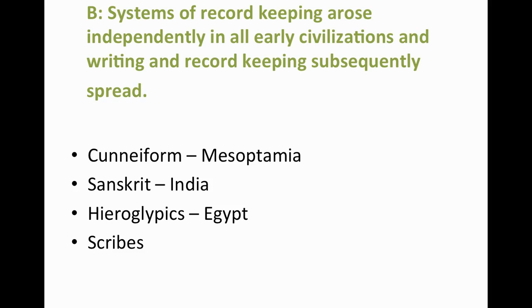All right, substrand B, evidence substrand B: systems of record keeping arose independently, and writing and record keeping subsequently spread. So what are the forms of writing? In Mesopotamia, we had cuneiform. In India, you had Sanskrit, and hieroglyphics, which was similar to cuneiform, in Egypt. And obviously scribes are going to be the government officials that are going to do the writing and the interpretation.